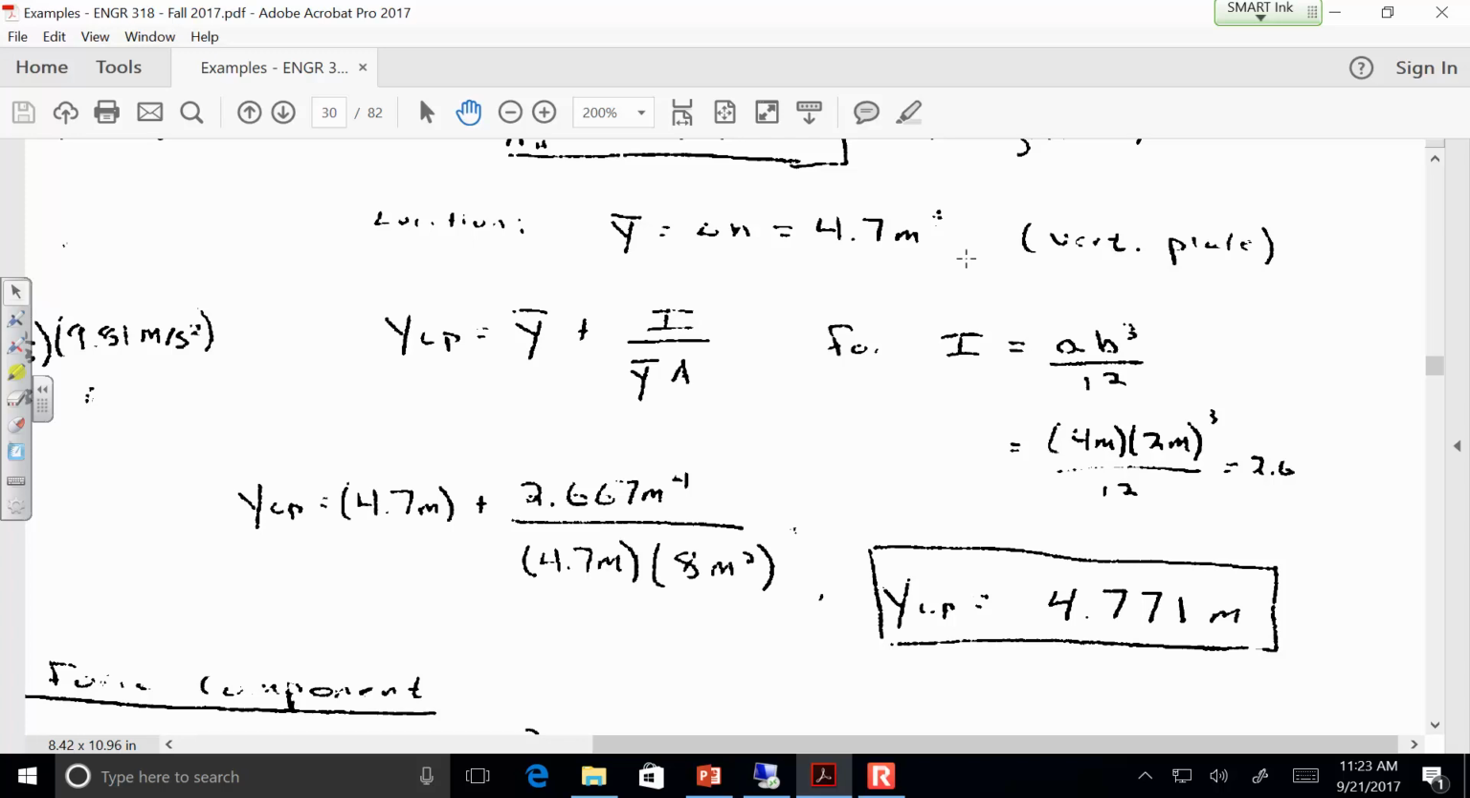The area moment of inertia is 2.667 meters to the fourth, which is what gets substituted into the YCP formula. And in the end, the YCP, the depth to the location of the center of pressure, which is where that hydrostatic force is applied, is 4.771 meters. So any questions so far on either the magnitude of the force or its location?